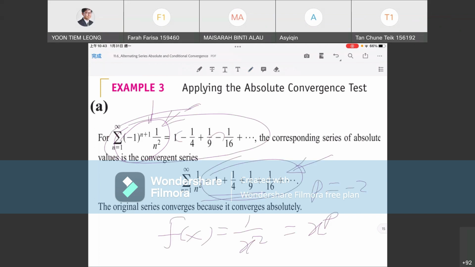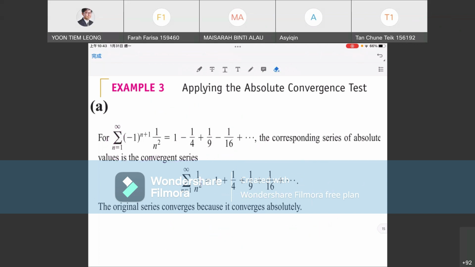Now, let me just repeat for the last time. We are looking at this alternating series, and we want to know whether this alternating series converges or not. So this is the original alternating series. In order to check its convergence, we check its absolute convergence first. Checking the absolute convergence just means you take all the terms with the positive sign, without carrying the negative sign in the definition of the alternating series.